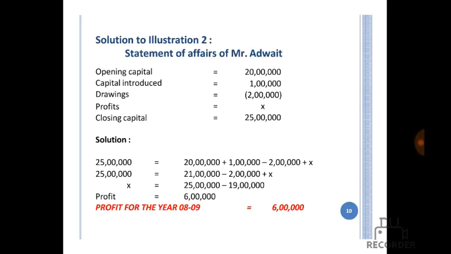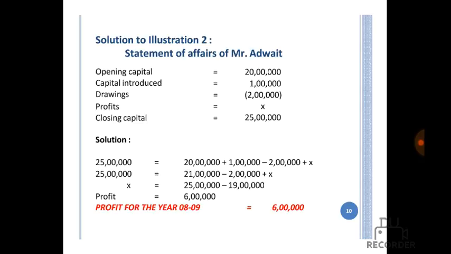We have one rule in the statement of affairs method: closing capital minus opening capital is equal to profit. Here we have all the things except profit. That's why closing capital is equal to opening capital plus drawings minus additional capital plus profit. Opening capital is there, additional capital is there, drawings is there. We have to subtract from closing capital.